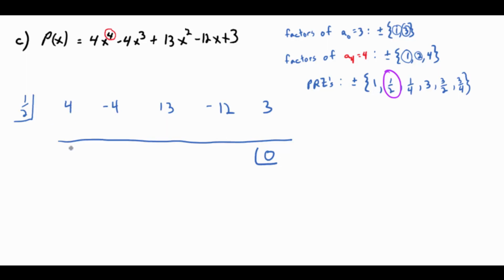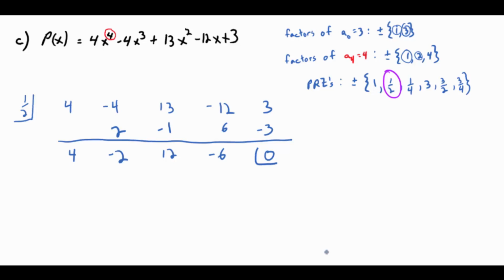Okay, you guys do this for me. I'm going to get you started, then you do the rest. Bring down the 4. What goes underneath the negative 4? 2. 4 times 1/2. 2. So add them up. Negative 2 times 1/2. Plus 13. Times 1/2. Plus negative 12, negative 6. Times 1/2. Add them up. 0. All right. So those coefficients correspond to a degree what polynomial for the quotient? 3.